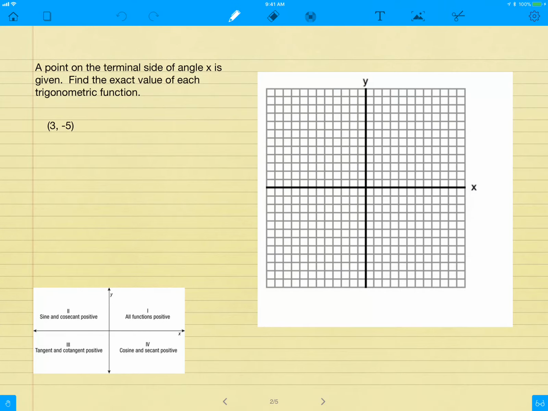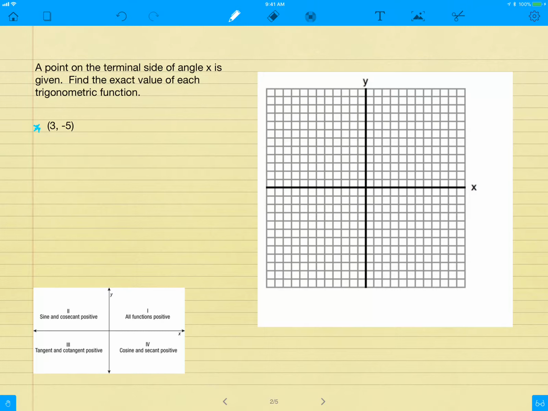All right, so this is our first one. If you read the instructions here, I try to include the instructions from what our book has. It says the point on the terminal side of angle x. Instead of using theta, I put x. I couldn't get theta to show up correctly. Find the value of each trig function, and they give me a coordinate. This is what your book will do on the first couple problems. I think you have 2 of these.